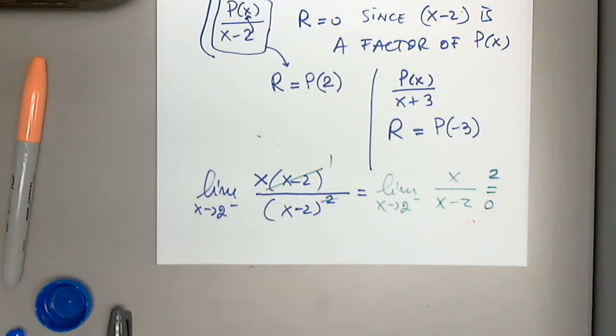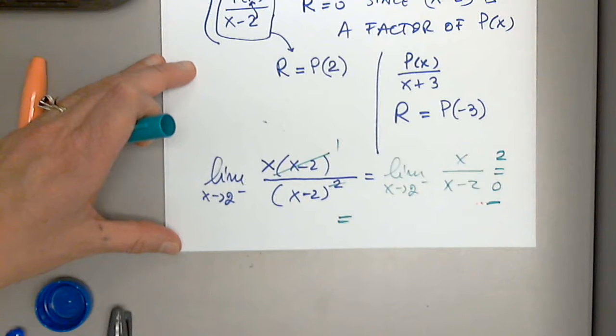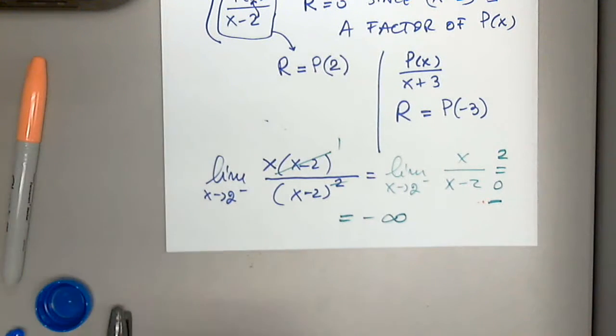Since it's 2 from the left, give me a close number from the left of 2. 1.9, right? This is still a positive number. 1.9 minus 2 is negative. So what does this say about the function? When x approaches 2 from the left, the function values approach negative infinity.